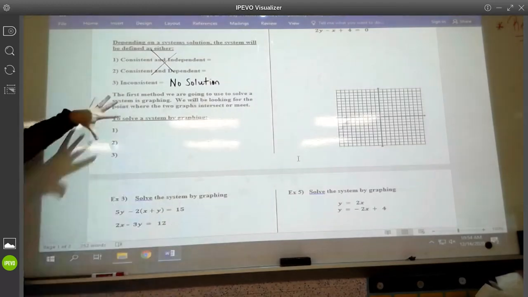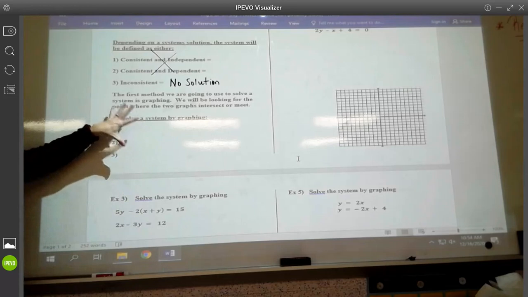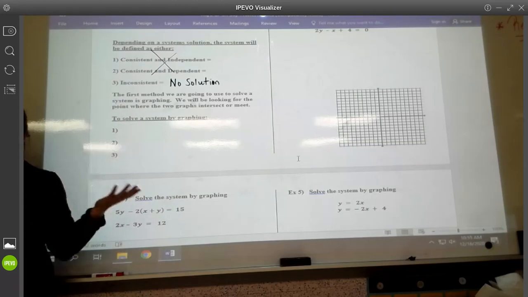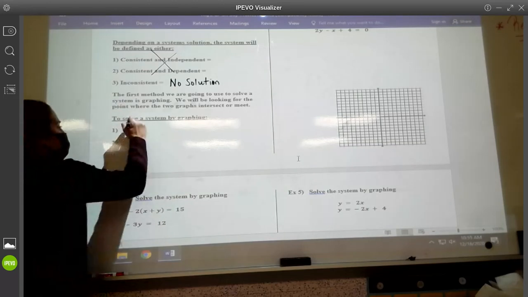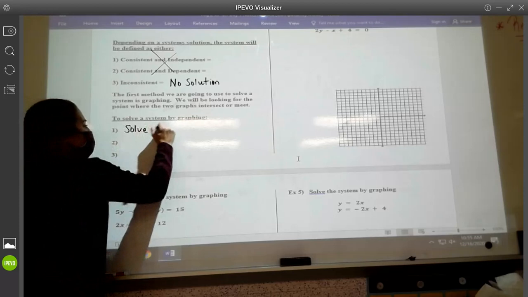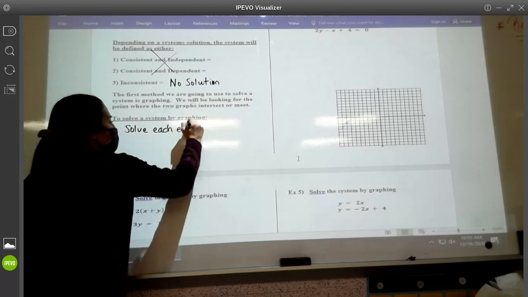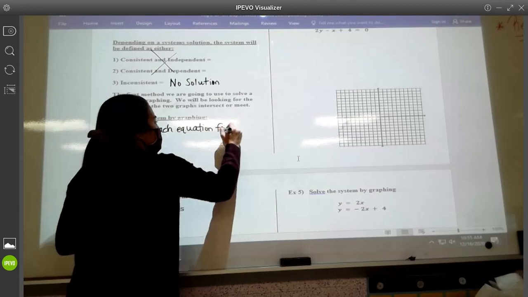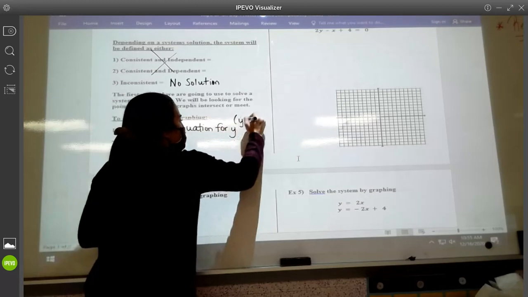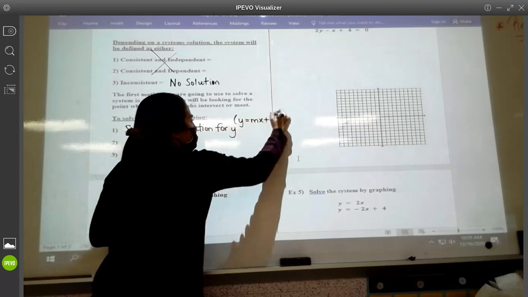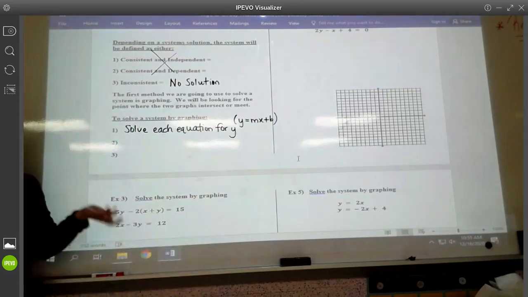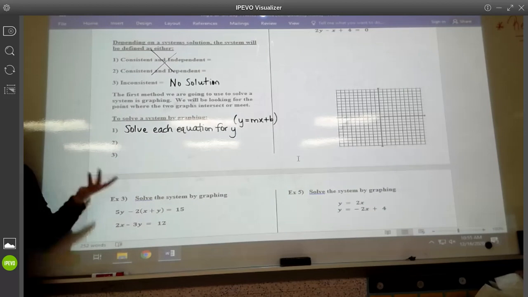All right, so here we go. This is how we're going to solve a system today. We're going to solve it by graphing. So you have to follow these steps. To solve a system by graphing, number one, we need y equals mx plus b. So we're going to solve each equation for y. Sometimes it's already done for us, so you got to love that. Right? Think y equals mx plus b form if we're going to graph. All right, once you solve each equation for y, go ahead, graph them if you need to.